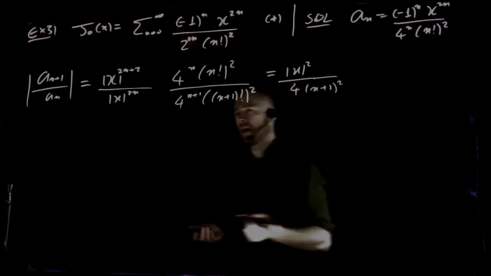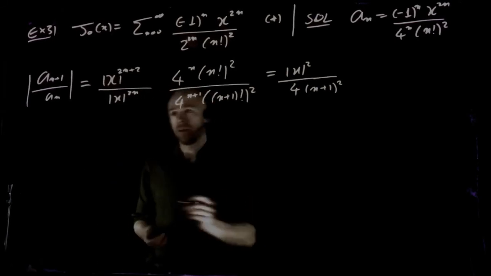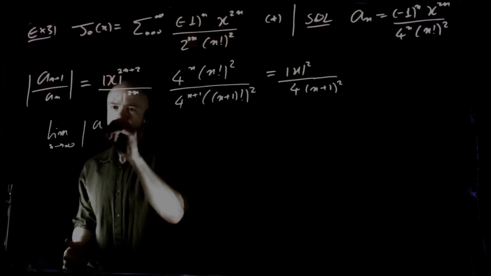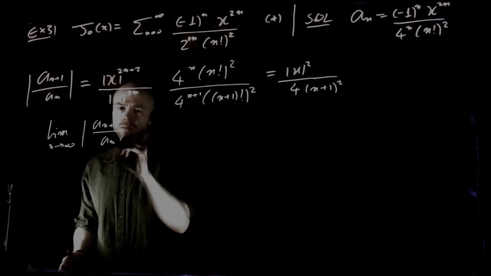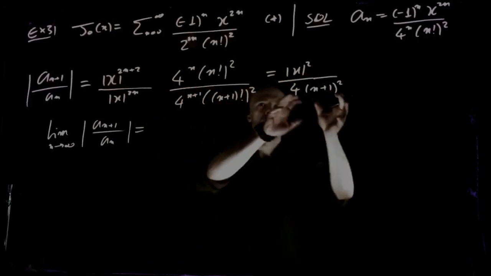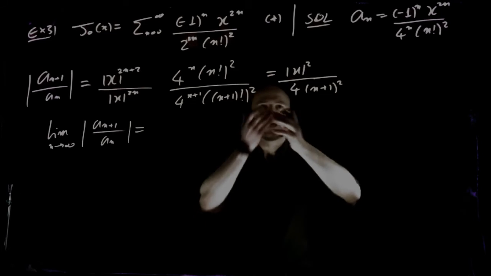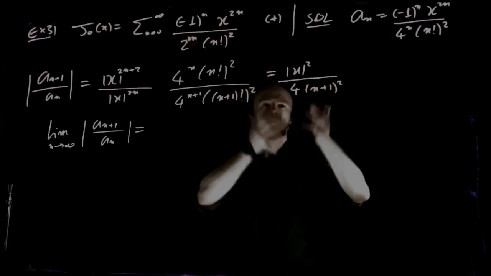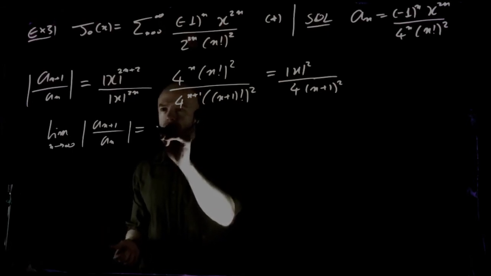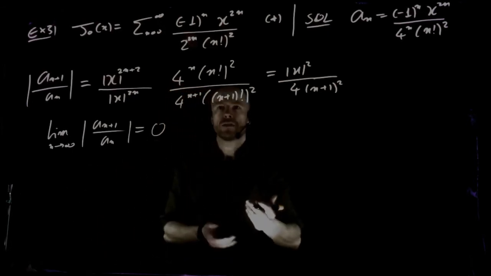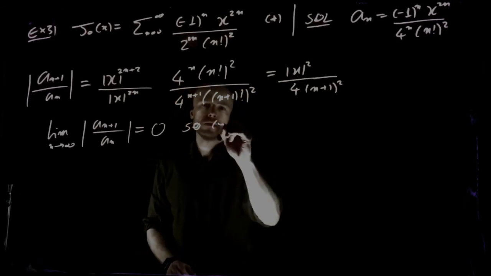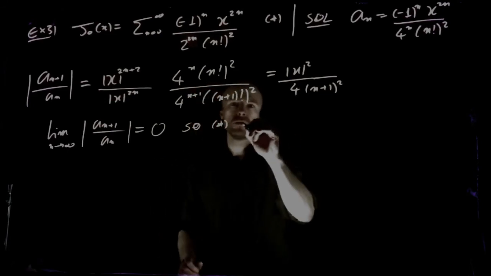So what's the limit of that? Well, it's got to be 0 no matter what. Again, the x doesn't notice the n plus 1. Just pull it out from the limit, and then the limit of 1 over 4 times n plus 1 squared is always going to be 0. So this thing is just 0, right? No matter what choice of x. Yeah? So this is always less than 1. So the series always converges.